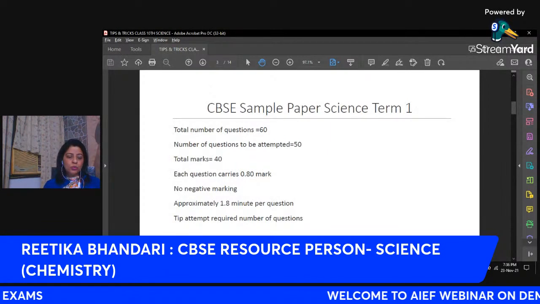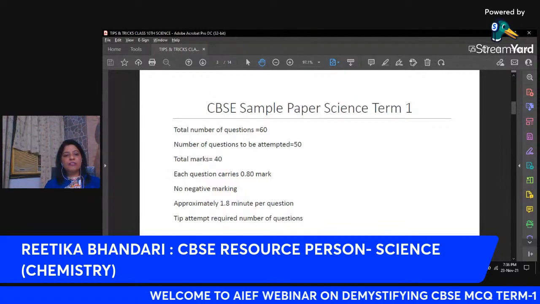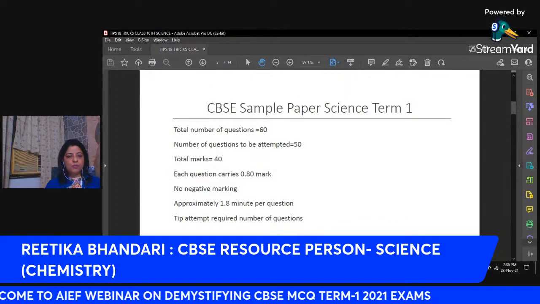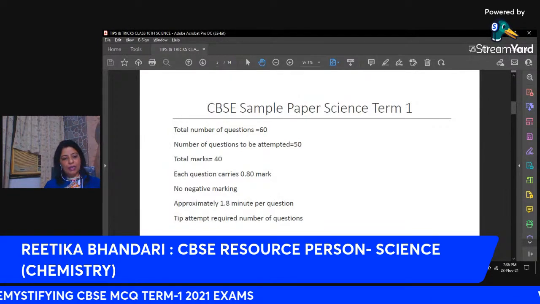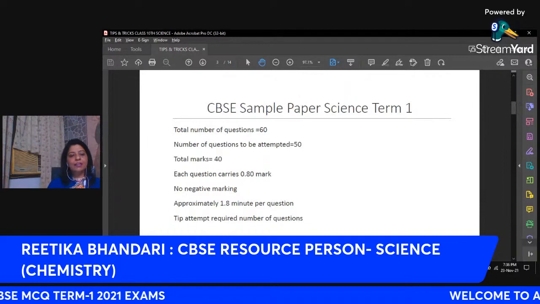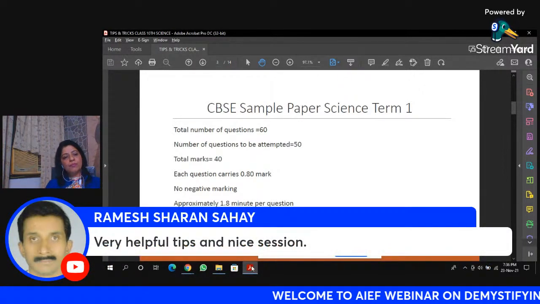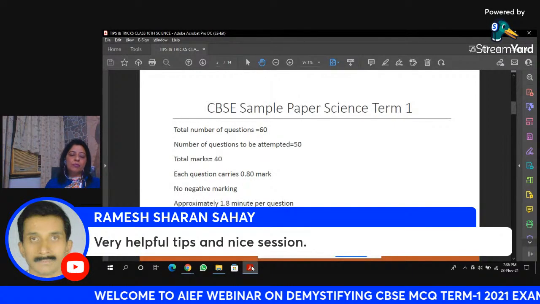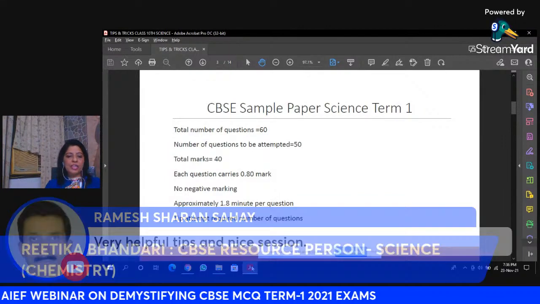So as we know, total number of questions would be 60, and you'll be attempting only 50 questions, and total marks is 40. That means each question carries 0.80 mark. And the best part is there is no negative marking. So when there is no negative marking, don't leave any question. And in a particular section, you have to attempt the required number of questions. So approximately 1.8 minute per question would be there.